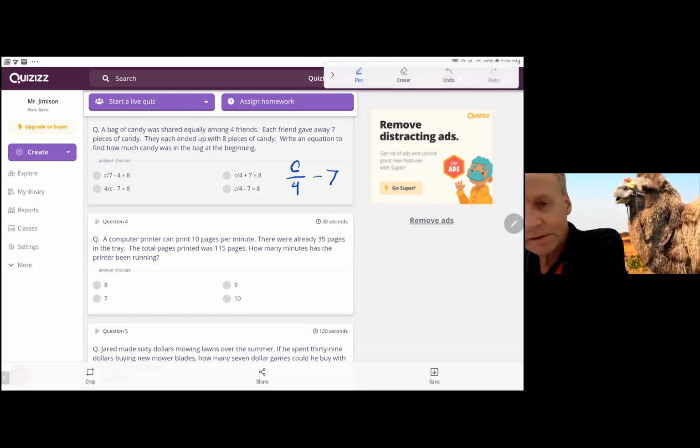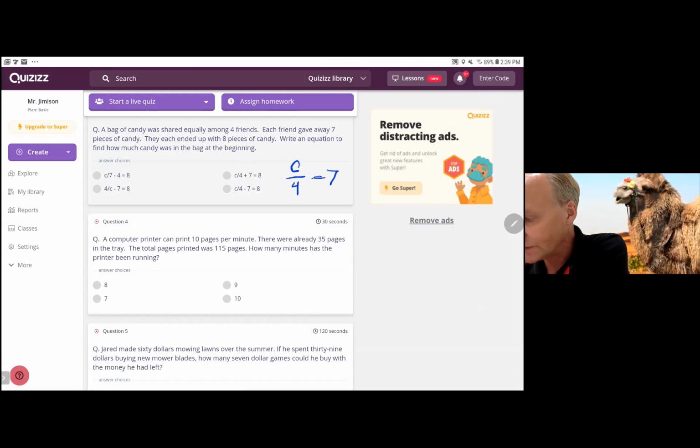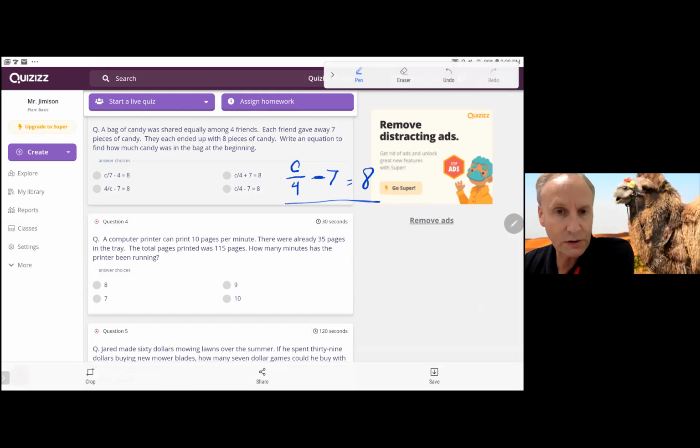So C divided by 4 was the amount of candy each person got from the sharing. And they gave away, which is subtracted, 7 pieces from their share. And each person ended up with 8. So again, that one's a little bit hard to interpret, but there it is. Hopefully that one's there. A computer printer can print 10 pages each minute.